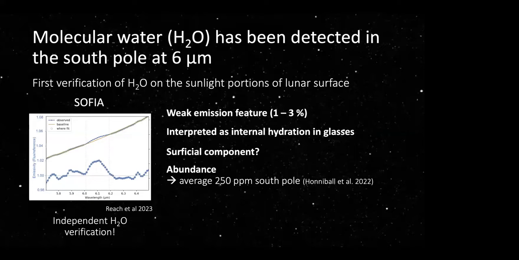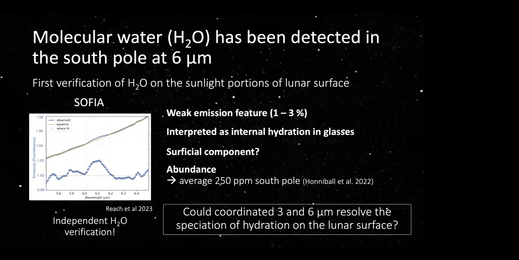And so because the SOFIA telescope is detecting an absorption feature at 6 microns, and we believe it's water, the question then becomes, could coordinated 3 and 6 micron measurements resolve the speciation of hydration that we're seeing on the lunar surface? We have both the 3 micron and the 6 micron region. We can get an independent estimate of how much H2O there is. We can get a total water estimate from the 3 micron region, and from there we could figure out how much hydroxyl potentially that we have on the surface.